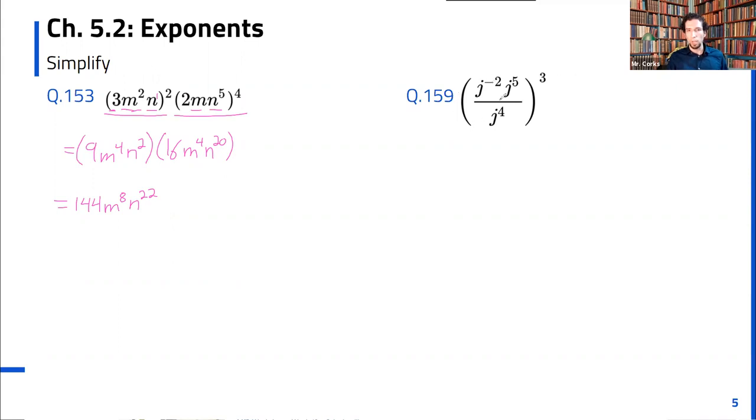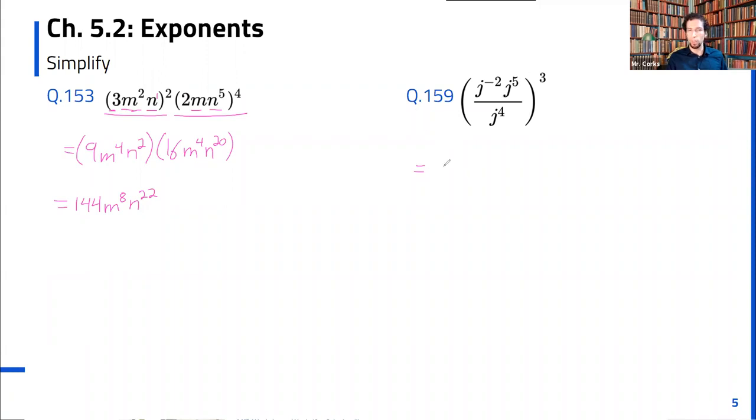All right, our next one here on the left. What's the first thing that you would do here? Calculate the j to the minus 2 times j to the 5. Okay, right, so the top of the fraction inside the brackets here. So j to the exponent -2, j to the exponent 5.